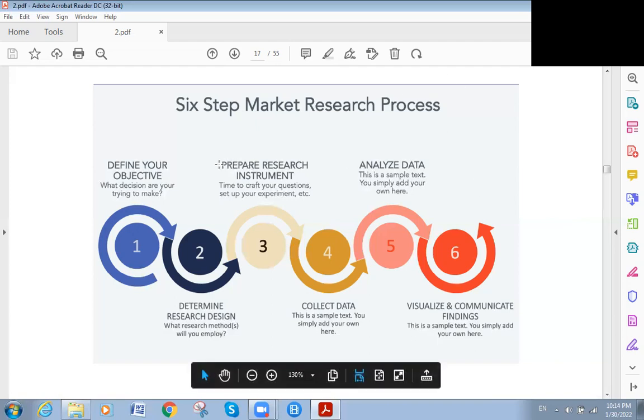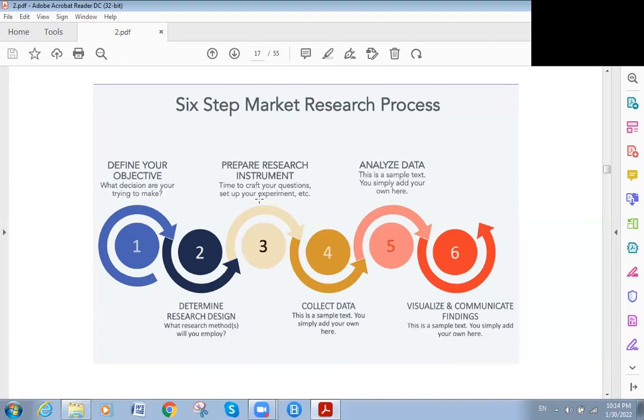The third step is to prepare research instruments. Here, you will prepare your research questions and set up your experiment. What will you ask the client? As an example, I will ask the client questions about how satisfied he is with this product, and what is there to do to make him love or like this product more. So in this step, you will prepare the questions which you will ask the client.